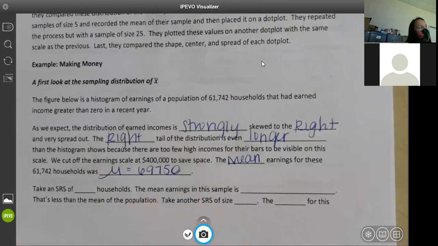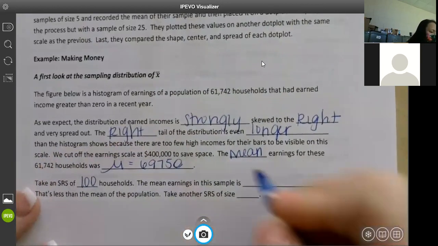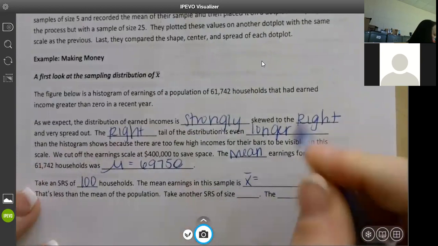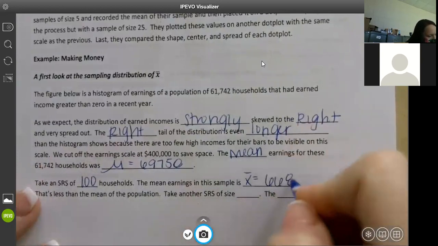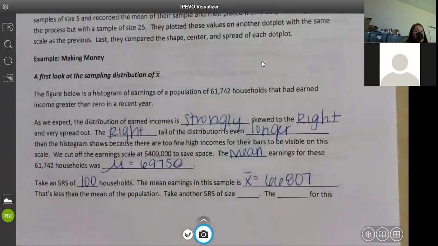All right. So again, why is it right skewed? If you guys think about it, there's less rich people. Okay. So more of the data is going to be towards the lower end of it. Take an SRS of 100 households now. The mean earnings in this sample is 66,807. So I'm going to stop right there for just a minute. Look at the difference. Both of these are means. What's the difference? And why am I using mu here and X bar here?